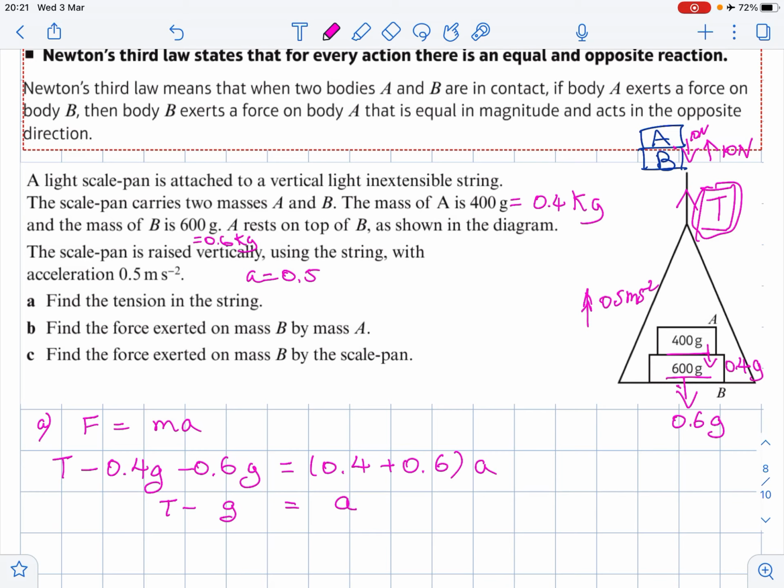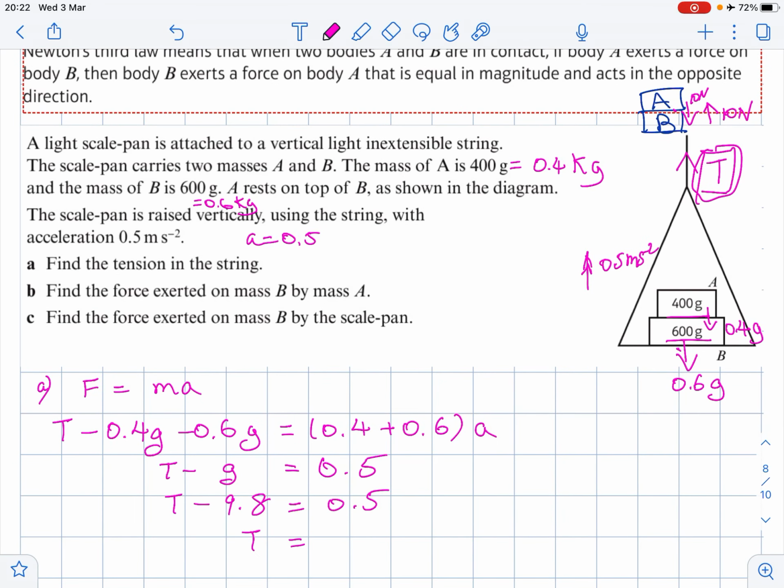So we can work out our solution. We know the acceleration is 0.5, and we know gravity is equal to 9.8. So T minus 9.8 equals 0.5. So our tension is equal to 0.5 plus 9.8, which is equal to 10.3 newtons.